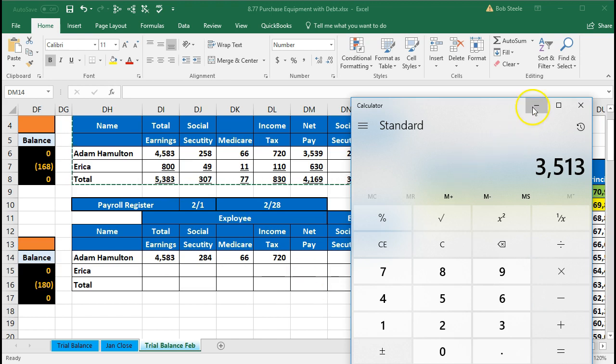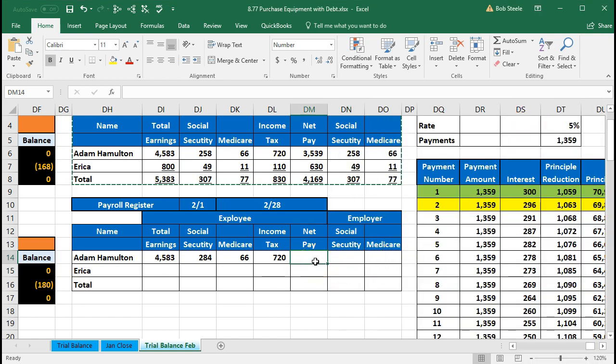Let's see if we did that right. Let's do that with a formula now. Same thing here. We're going to just point and click, point and click. So we are in cell DM14.